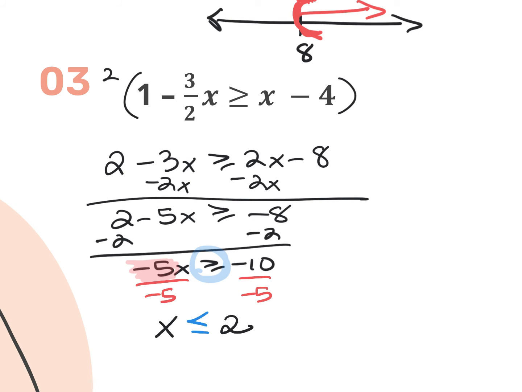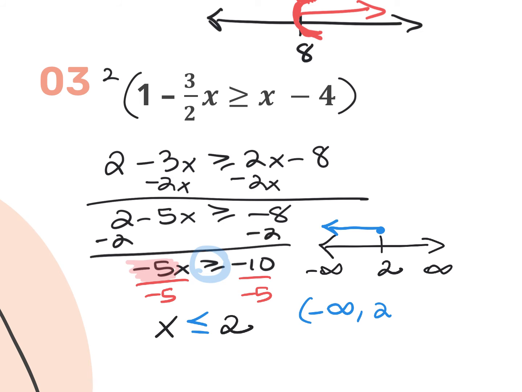Now that I've solved it, I'm going to graph it. Negative infinity, positive infinity, put the 2 in the middle. It's less than or equal to, so it's going to be a closed circle on the 2, pointing to the left. Again, I'm going to write it also in interval notation. So as I read left to right, I'm hitting negative infinity first, and then I get to the 2, and I stop.